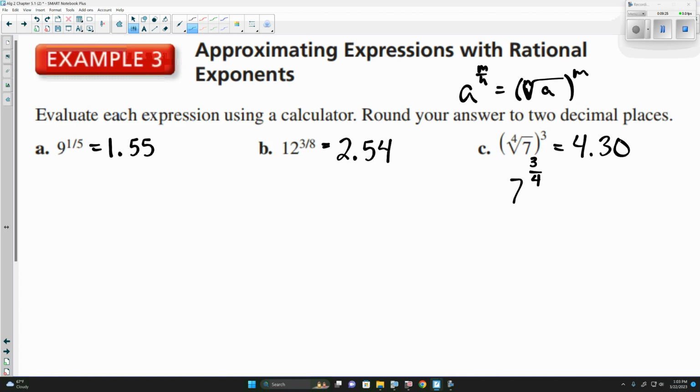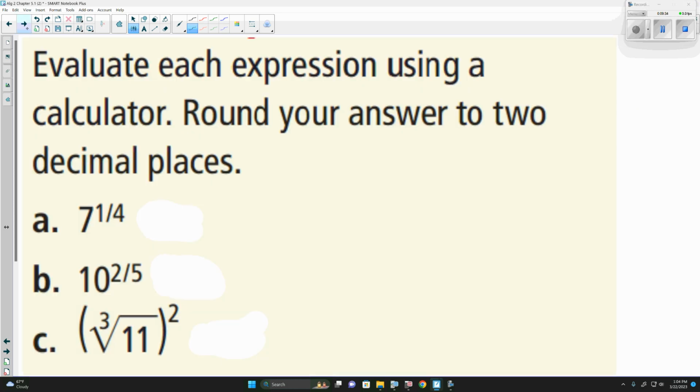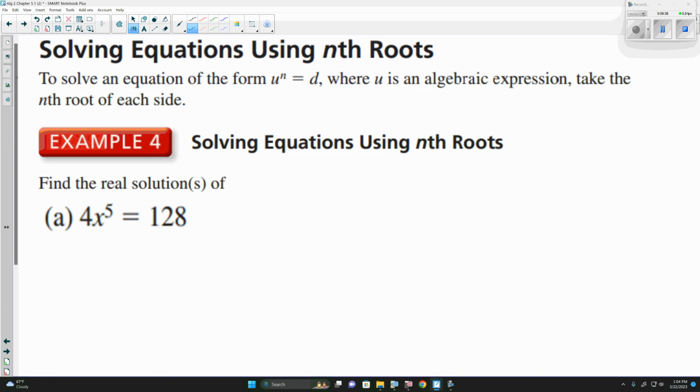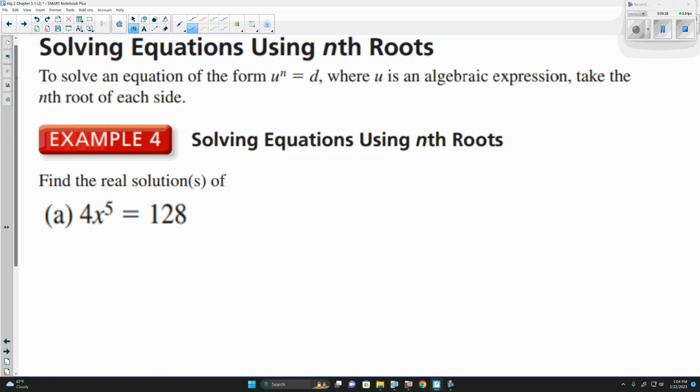Questions on any of this here? Questions on any of this so far? All right. Solving equations using the nth root.